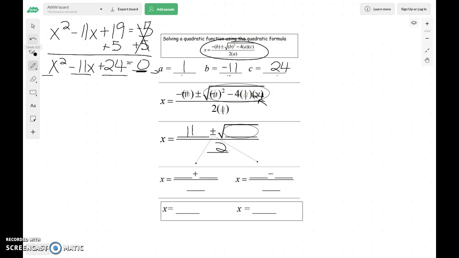So here we've got parentheses, so I'm going to start off with parentheses, negative 11, parentheses, squared, minus 4, parentheses, 1, parentheses, 24. And then when I hit equals, it gives me the number 25. So that's what I'm going to write down.